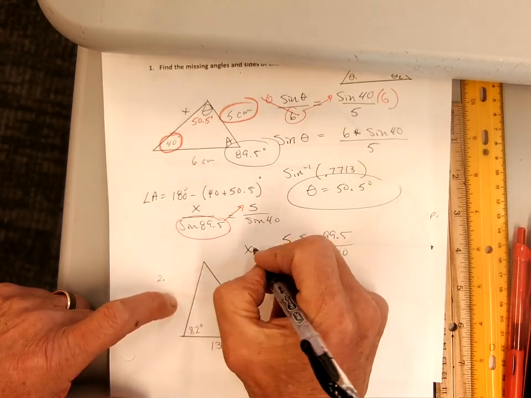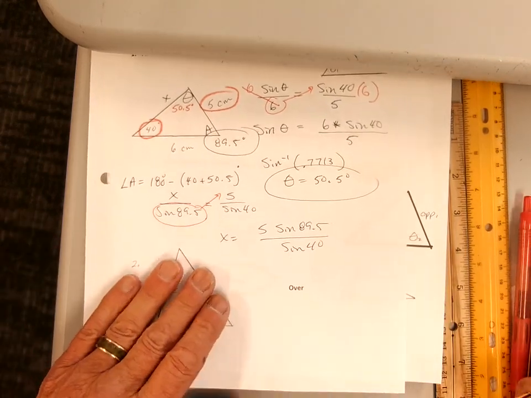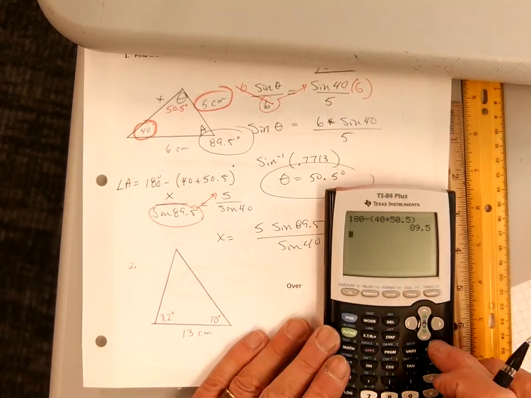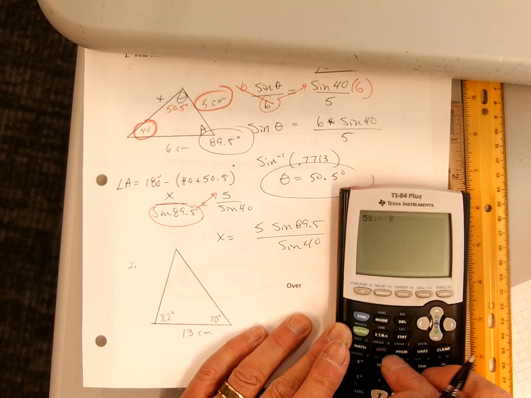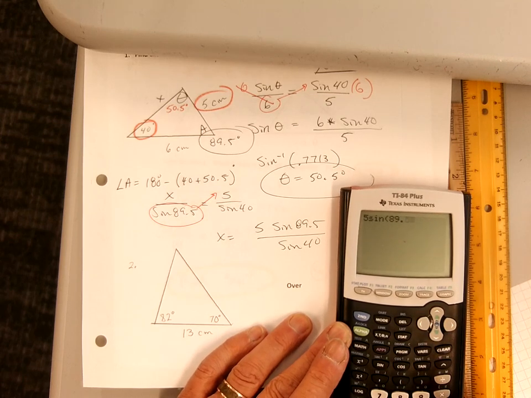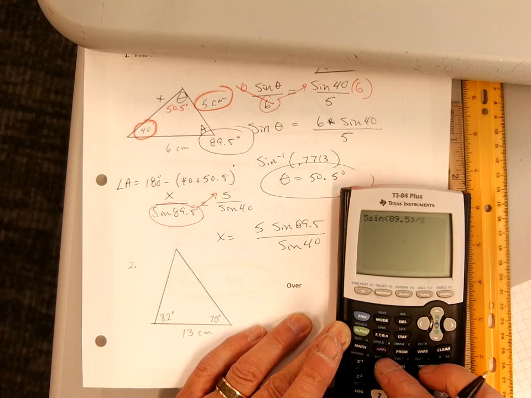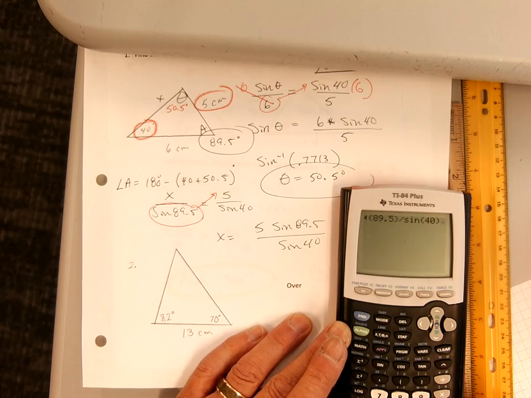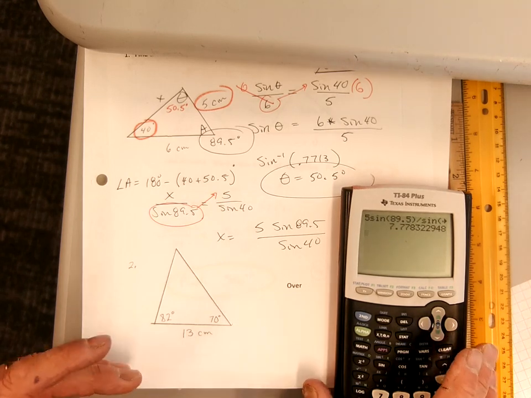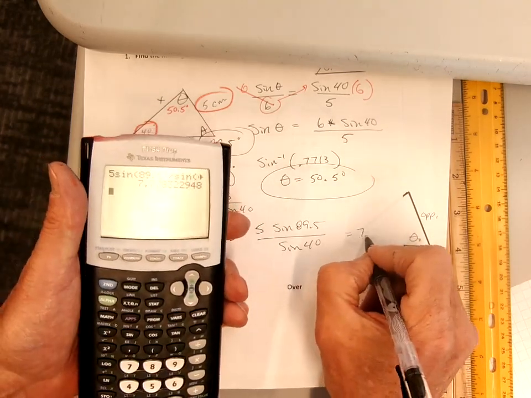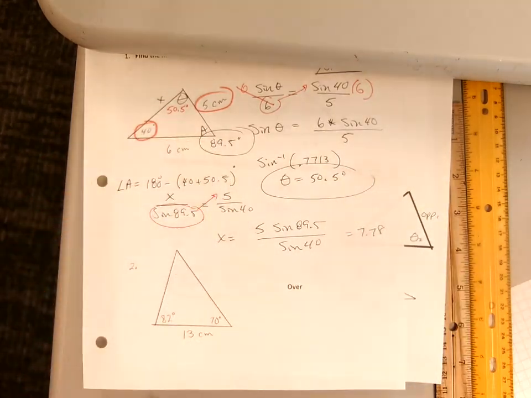Now give me x. And then I just use my calculator. 5 sine 89.5 divided by sine of 40. I get about 7.78. Now, I never use the inverse button because I don't need an angle. I did not push these buttons. I need a side, right?